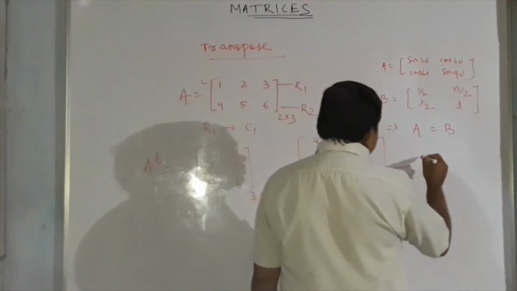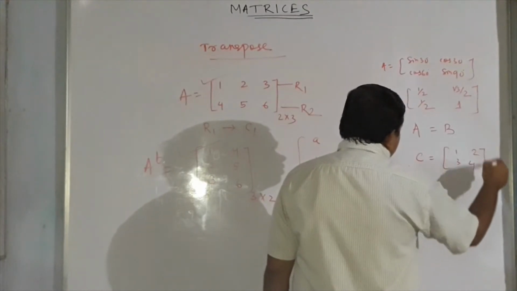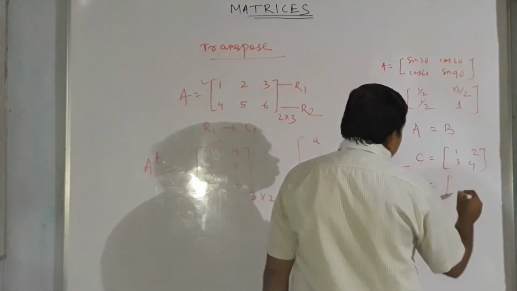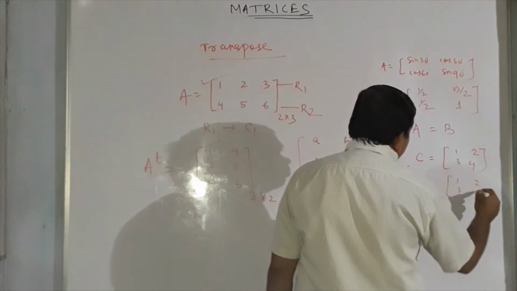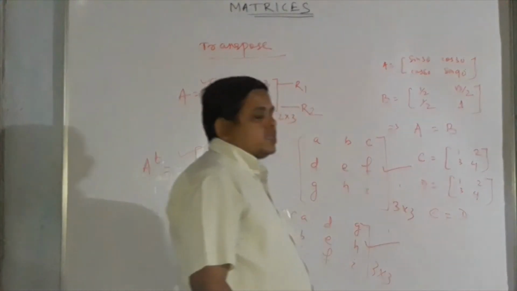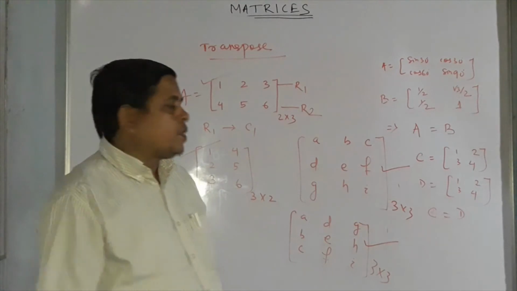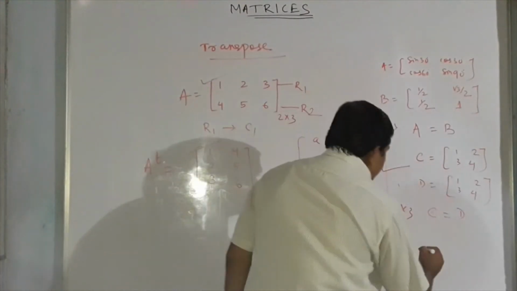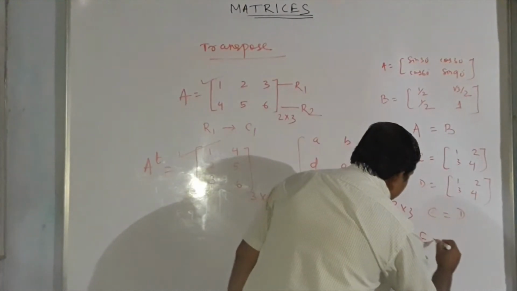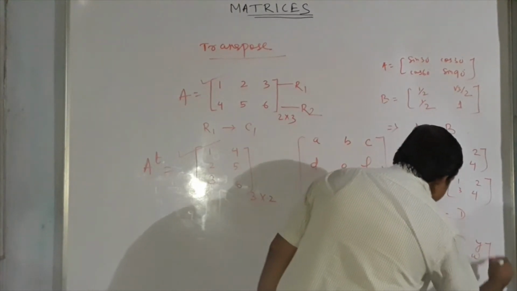Another example I am giving, let C equal to 1, 2, 3, 4. Now D equal to 1, 2, 3, 4. In this case also we can say C equal to D. Matrix C is equal to matrix D. I hope you understand. Then next one, you take matrix E is equal to X, Y, Z and W.